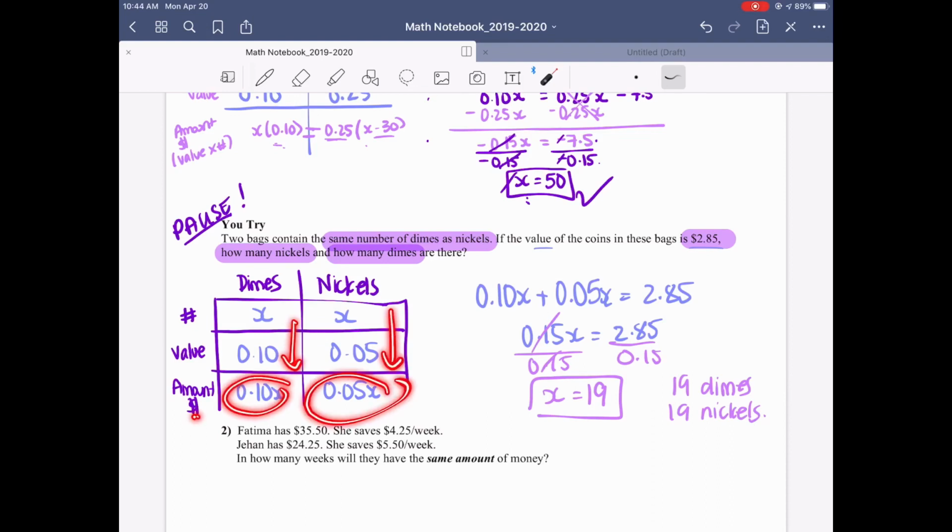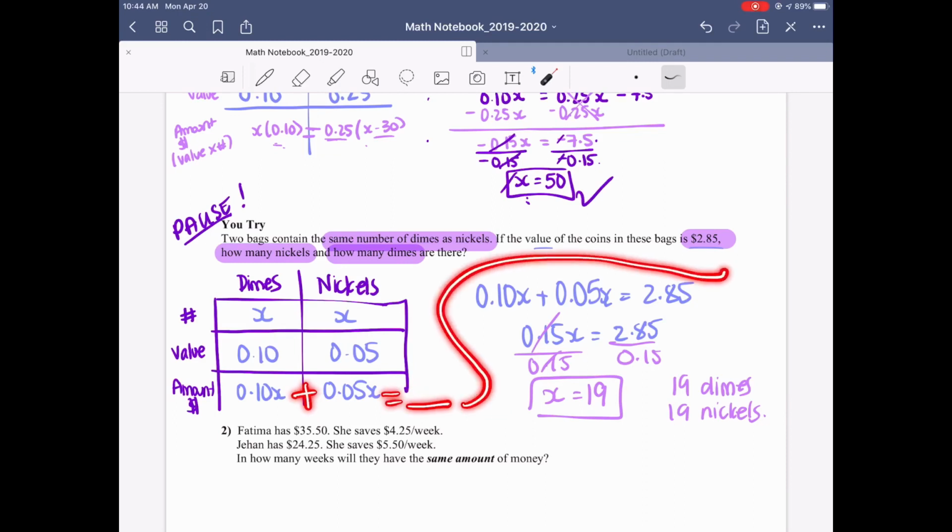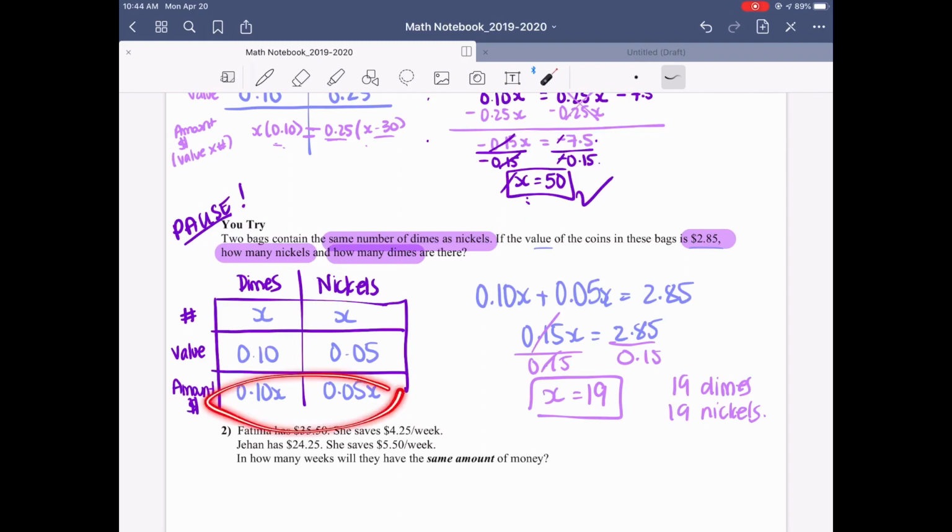Now, once you get these two amounts at the end, you have to figure out, am I going to equal them or am I going to add them and make them equal to something else? And in this case, they're being added together, and together they're going to equal $2.85. So the values are not equal to each other, but in total, they equal $2.85.